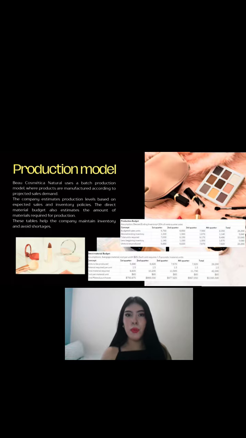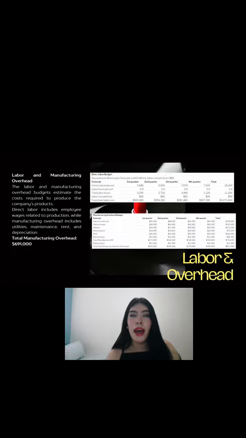To calculate our production, we added projected sales plus desired ending inventories and then subtracted the beginning inventory. For example, in the first quarter, there is 5,700 plus 1,330, that equals 7,030 required units, minus 1,140 beginning inventory, resulting in 5,890 to be produced. At the end, the total annual production was 28,200.